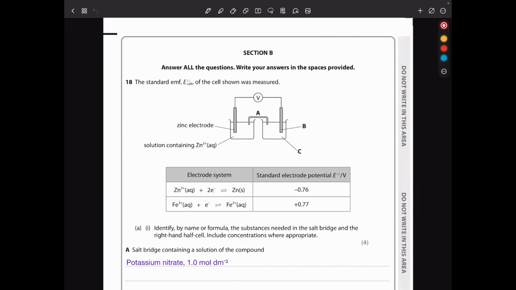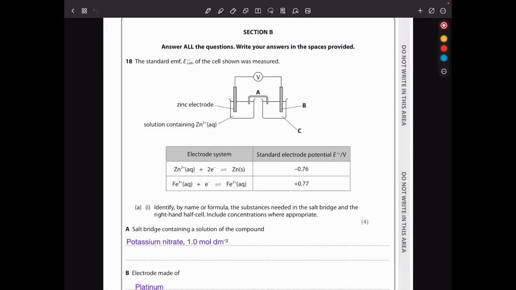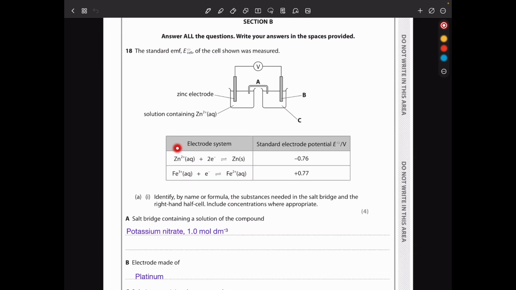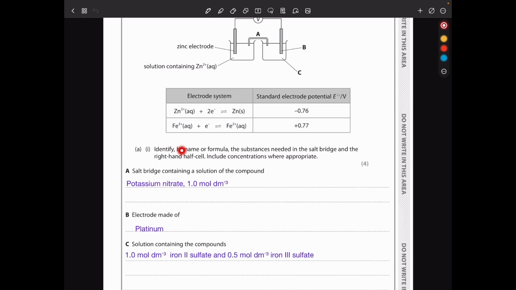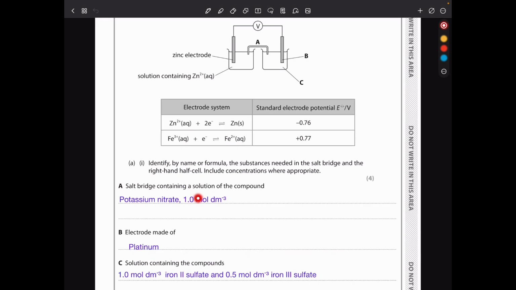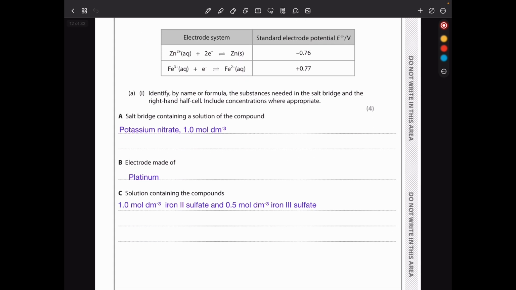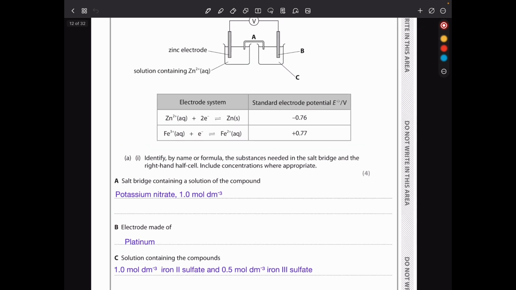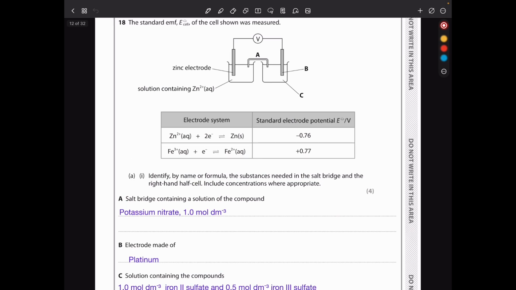In question 18, the standard EMF of the cell shown was measured. They've given us the corresponding electrode potentials and the equations. They say identify by name or formula the substance needed in the salt bridge, and the right-hand half cell include concentrations where appropriate. Although this concentration is not necessary, just say potassium nitrate. And then we go to electrode made of. So electrode B is going to be made of platinum.